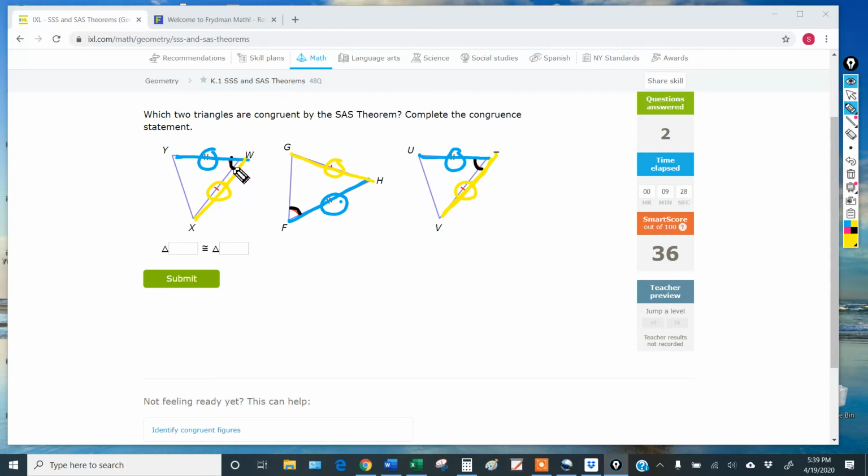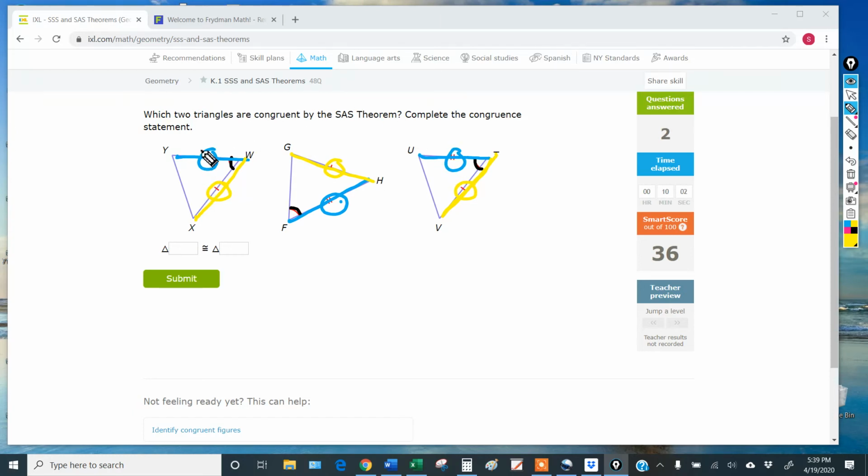In this triangle, this angle is between the blue side and the yellow side. In this triangle also, this angle is between the blue side and the yellow side. However, in this triangle, this angle is not between the blue side and the yellow side. That would be over here. So this triangle might actually be different from these other two triangles. On the other hand, these two triangles must be exactly the same. Everything about them must be the same.